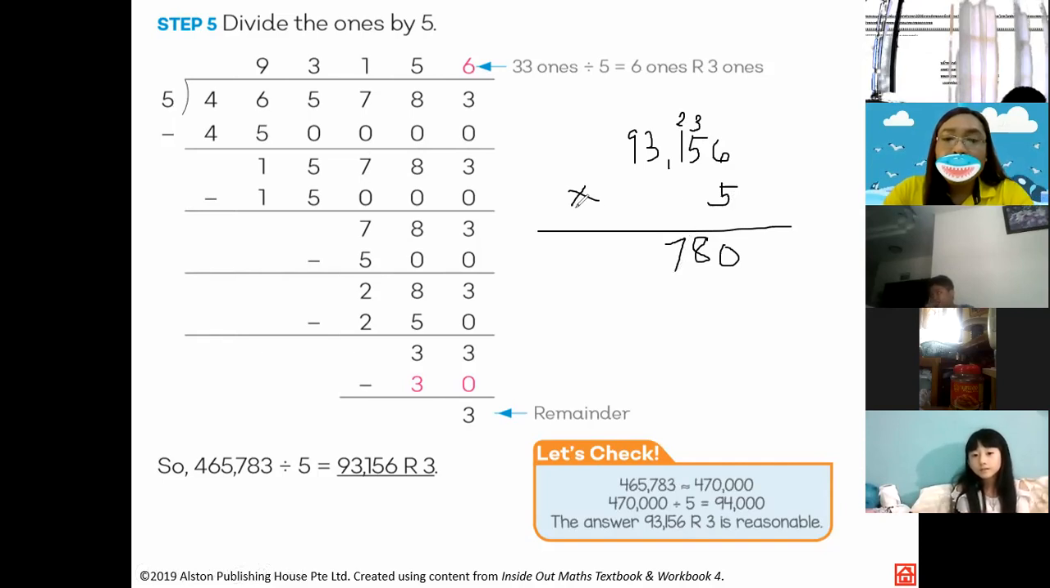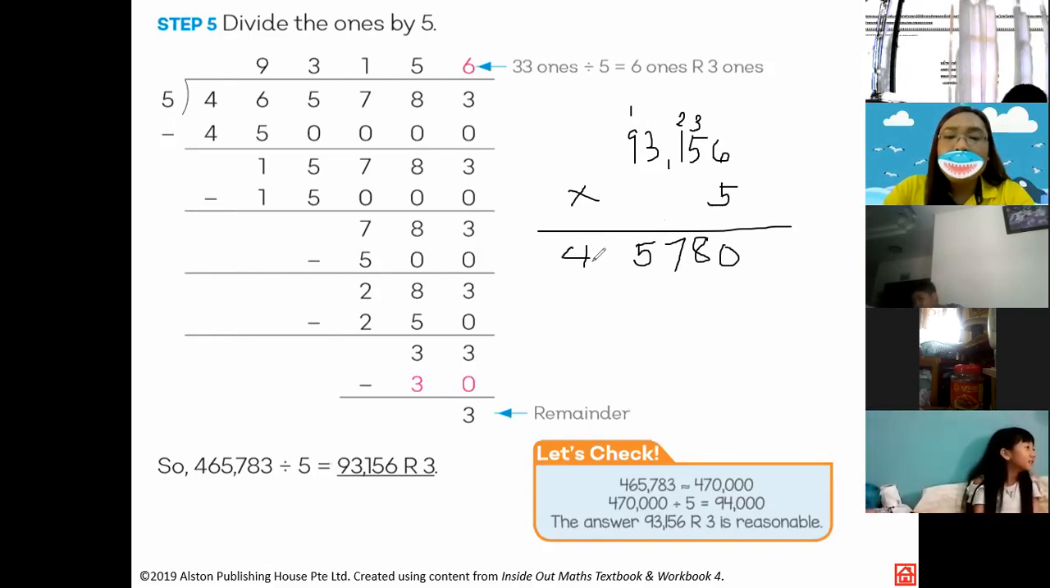And then 5 multiplied by 3, that's 15. Okay, we write 5 over here and then carry 1. And then 5 multiplied by 9, that's 45. Plus 1, 46. Remember, we still have the remainder 3.